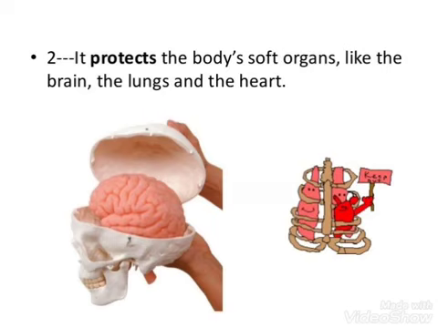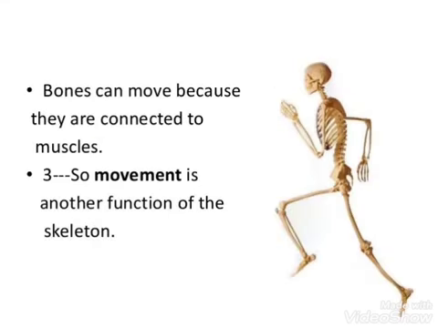Secondly, it protects the body's soft organs like the brain, the lungs and the heart. It gives protection to all these delicate internal organs of our body. For example, we see in the picture, the skull protects the brain and the rib cage protects the heart and the lungs, and the backbone protects our spinal cord. So the main functions of the skeletal system are to provide support and to protect the delicate organs.